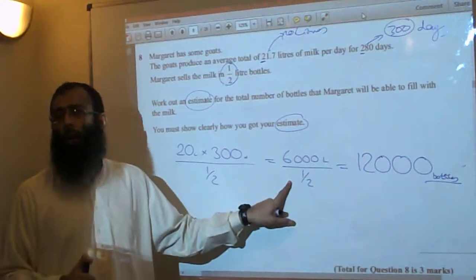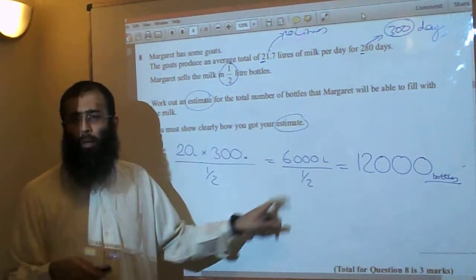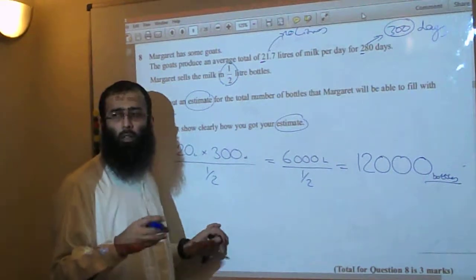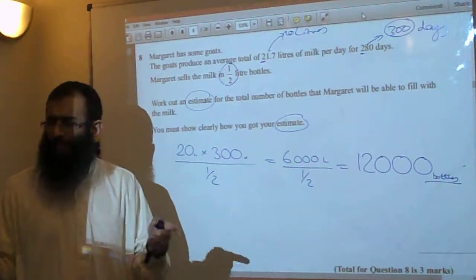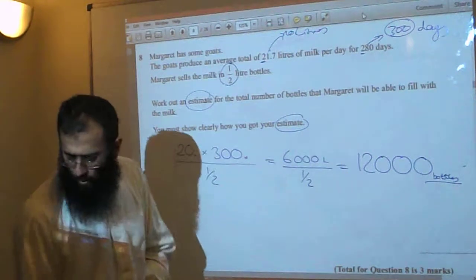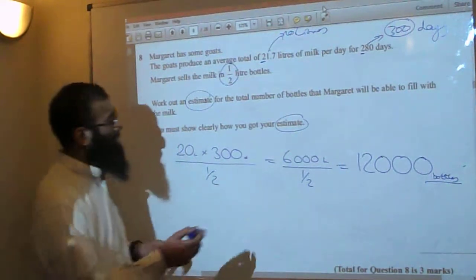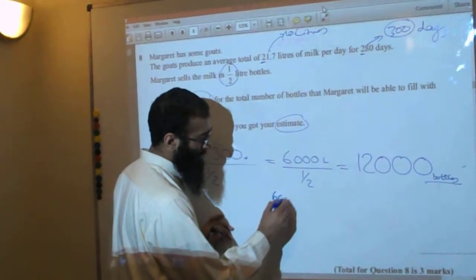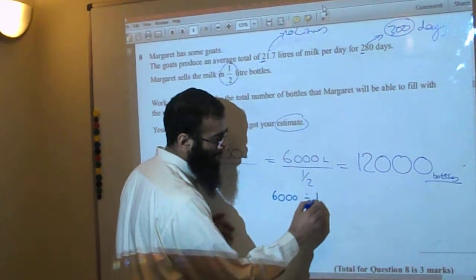When you divide by a half, it is the same as multiplying by 2. Let's have a look at this. I know we thought about it in terms of the example of cakes, but let's actually do it mathematically now. For those of you at home thinking, what is this teacher talking about? 6,000 divided by a half.